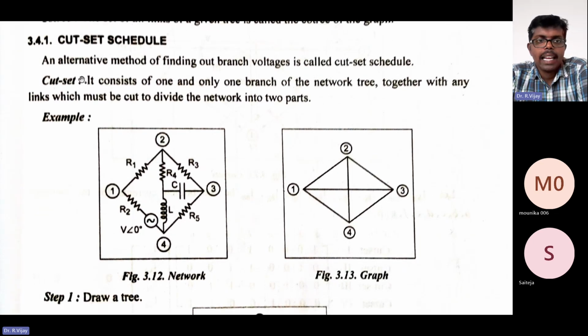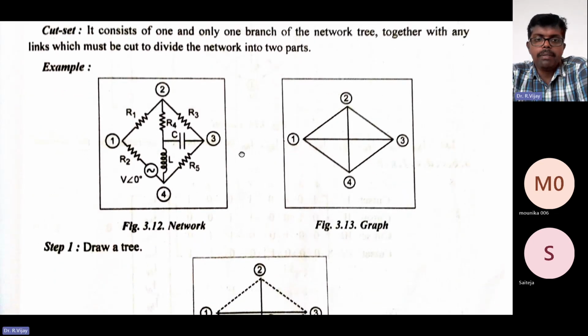So what is a cut-set? A cut-set consists of one and only one branch of the network tree together with any links which must be cut to divide the network into two parts. Together with the links, which must be cut to divide the network into two parts. Okay, so we'll see an example.